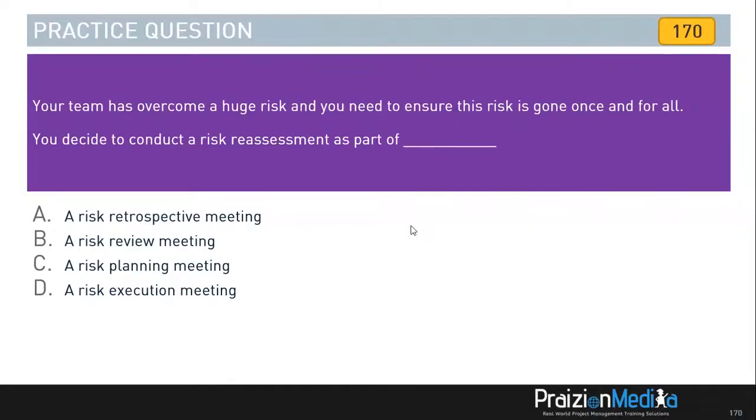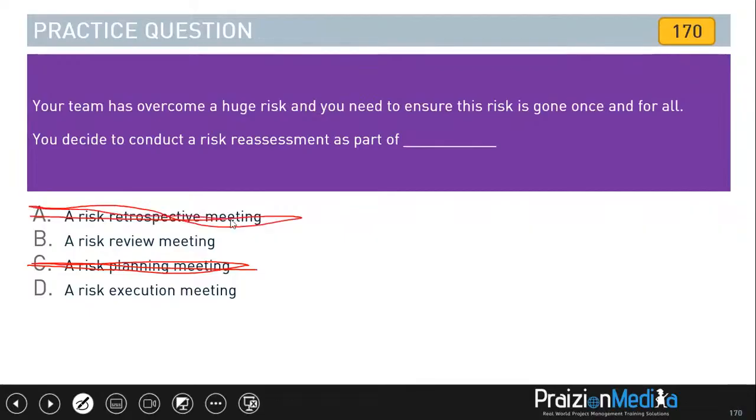So a risk reassessment reassesses your risk performance, which means you're actually carrying out the risk management plan at this point. You are executing stuff, right? So it's no longer in the planning aspect. So it's not C, it's not planning. It's not a retrospective because that will be after some rounds of execution, right? This needs to be done as proactively as possible. So you've got B and D.